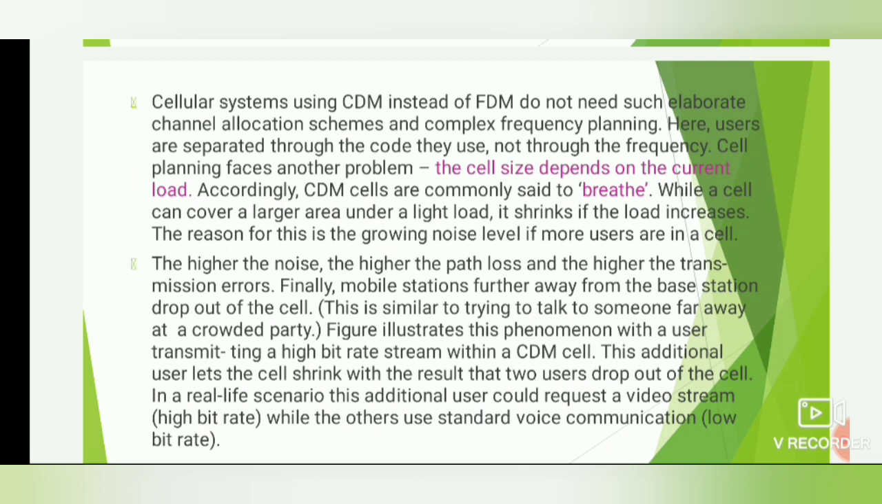The higher the noise, the higher the path loss and higher errors. Finally, the mobile stations further away from the base station drop out of the cell. So, we have seen that when we are away from the base station, the call gets dropped. That is shown here, and this additional user lets the cell shrink, with the result that 2 users drop out of the cell. In a real time scenario, this additional user could request a video stream, that is high bit rate, while the others can use standard voice communication, that is low bit rate.